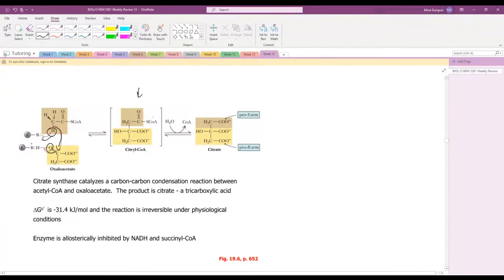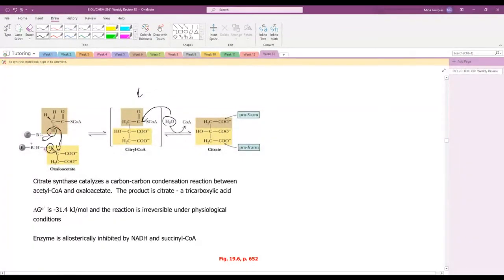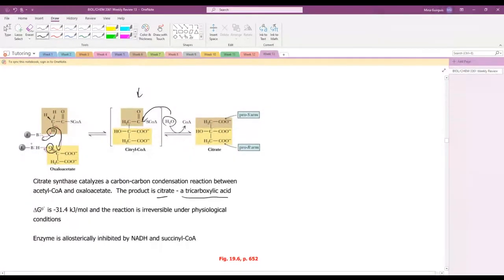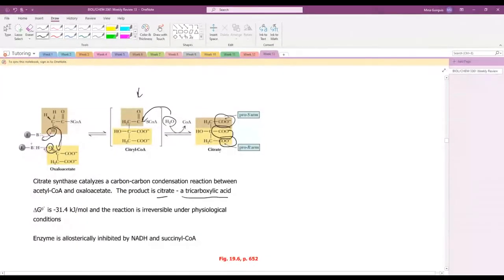And then this water comes in and kicks that out. So it's a carbon-carbon condensation reaction, and the product is citrate. So why is this called the TCA cycle? We have a carboxylic acid, another carboxylic acid, and a third carboxylic acid. So it's a tricarboxylic acid. That's why it can be called the TCA cycle, the citric acid cycle, or the Krebs cycle, because Krebs is the person who discovered it.